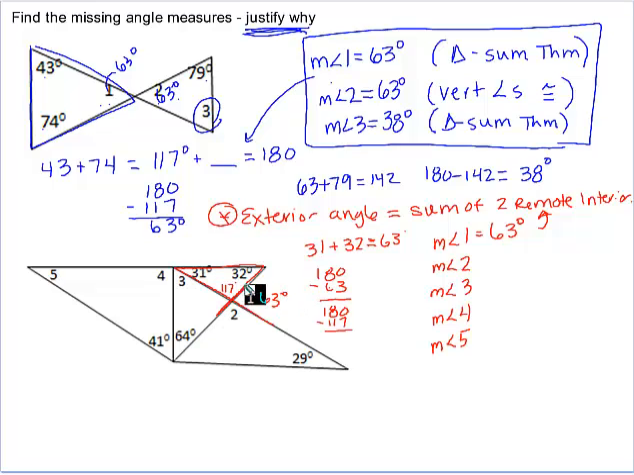Angle 2 now, if you look, angle 1 and angle 2 form a linear pair. So they need to add to be 180. So that means angle 2 has to be 117 degrees because 180 minus 63 is 117. And we'll say linear pair for our justification. Linear pair with angle 1.